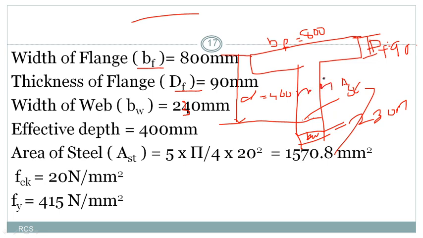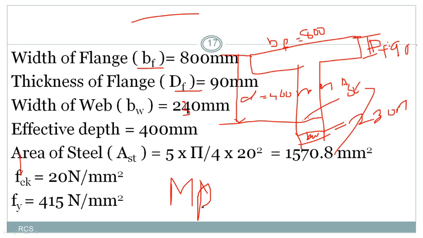So if you see in this problem, they have given material properties and sectional properties, clearly, and ask us to calculate the moment of resistance. Now can you decide what type of analysis problem this is? That is type 1.